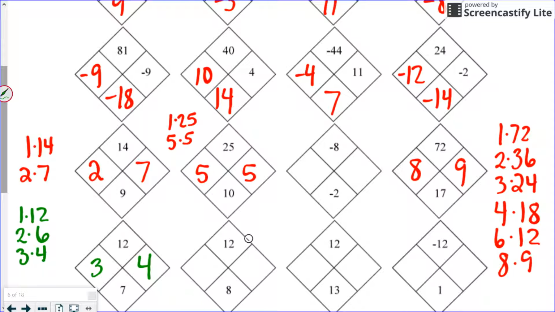Next one, which two multiply to 12 and add up to 8? That'd be 2 and 6. 2 plus 6 is 8. Finally, which two multiply to 12 and add up to 13? That'd be 1 and 12.